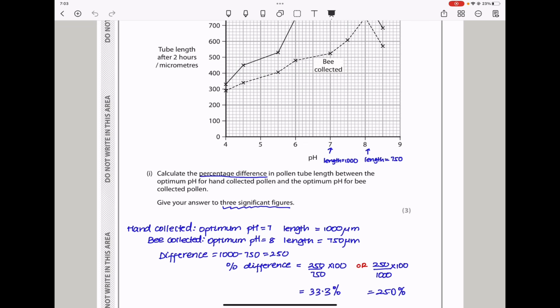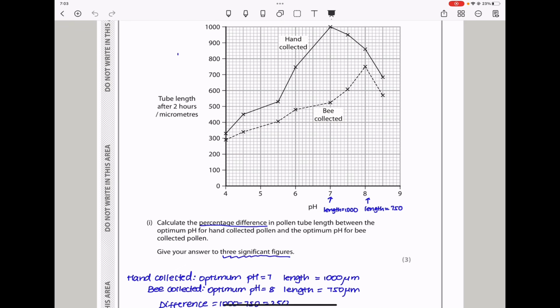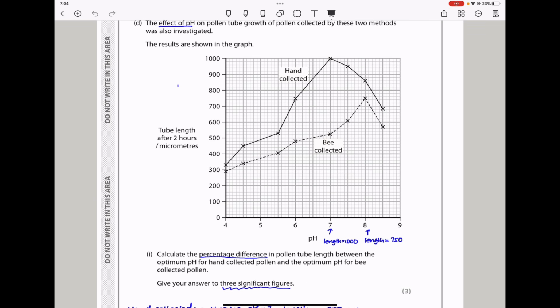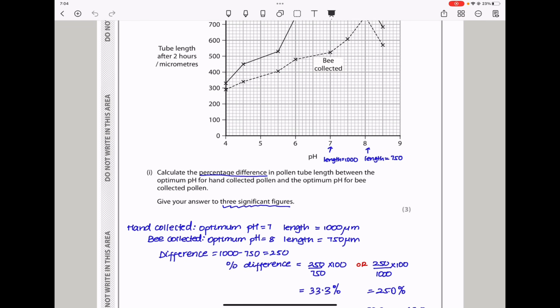Calculate the percentage difference in pollen tube length between the optimum pH for hand collected pollen and the optimum pH for bee collected pollen. So the pH for hand collected pollen is 7. You can see this is the optimum pH because that's when we had the highest result. You can see the highest result at pH 7, and we see the tube length is going to be 1000 micrometer, while at 8 we can see that the corresponding tube length is about 750 micrometer.